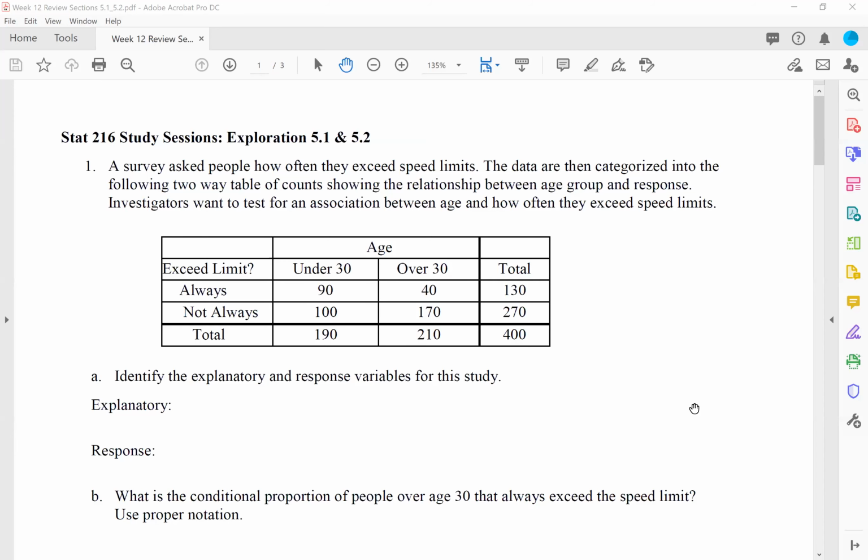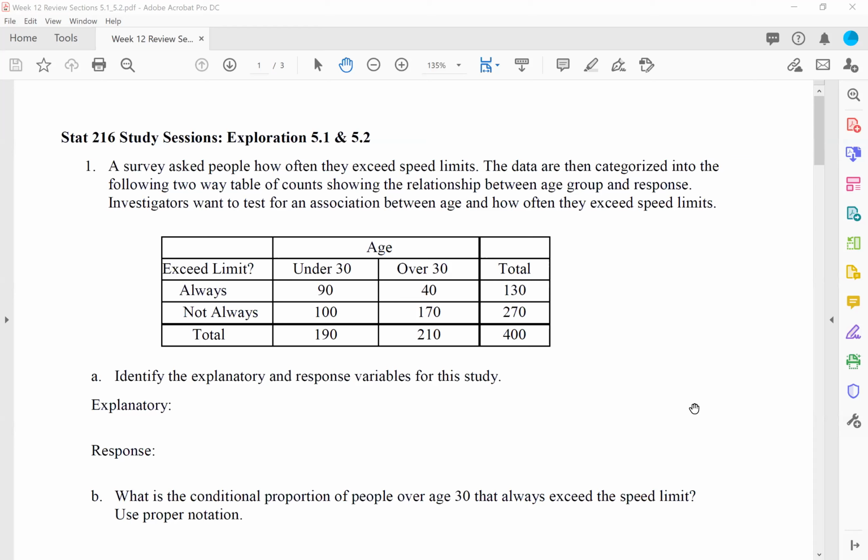All right, so I do have this worksheet that I posted in the Google Drive folder. I just posted a little bit ago, but it is up there if you want to pull that open. So this is looking at two categorical variables, and we have a two-way table there. It says a survey asked people how often they exceed speed limits. The data are then categorized into the following two-way table of counts.